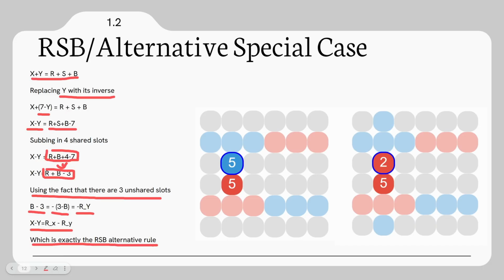This is not to say it's completely useless, because in the case of 4 shared slots, you can kind of just use the opposite rule if you take the inverse and change the color, instead of using the other rule, which can be kind of hard to remember both of them.